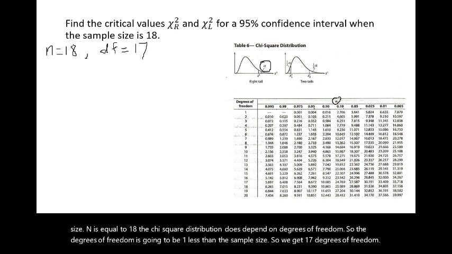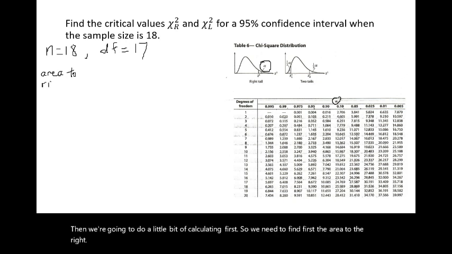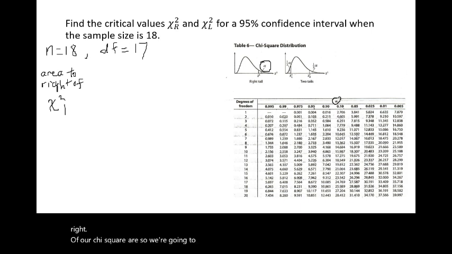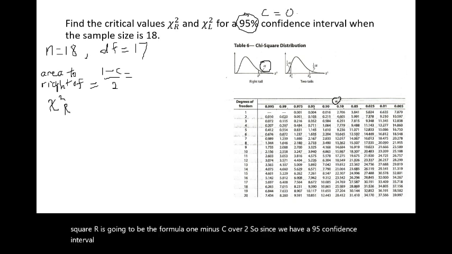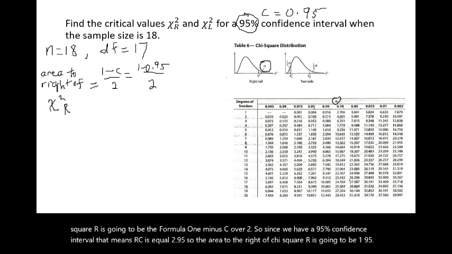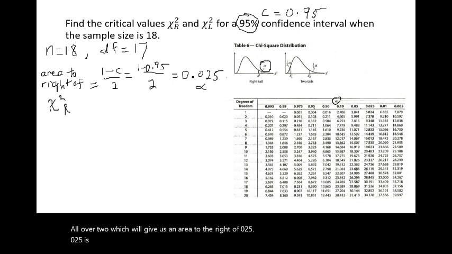Then we're going to do a little bit of calculating first. We need to find the area to the right of our chi-square R. The area to the right of chi-square R is going to be the formula (1 minus C) over 2. Since we have a 95% confidence interval, C is equal to 0.95. So the area to the right of chi-square R is (1 minus 0.95) over 2, which gives us an area to the right of 0.025. So 0.025 is the alpha that we are looking up.